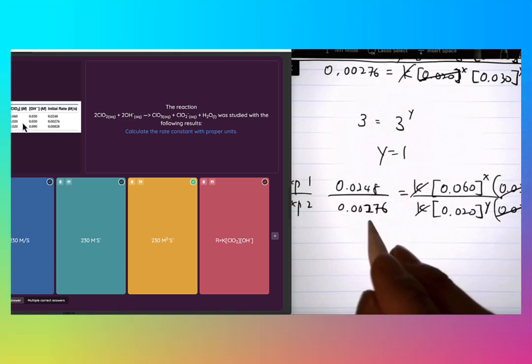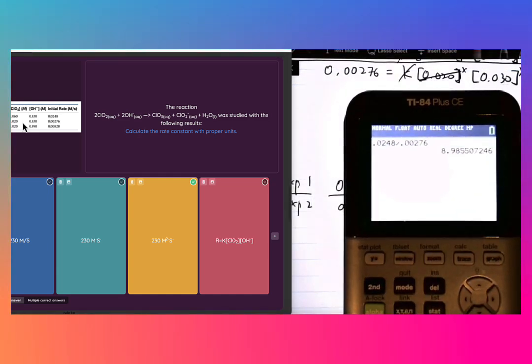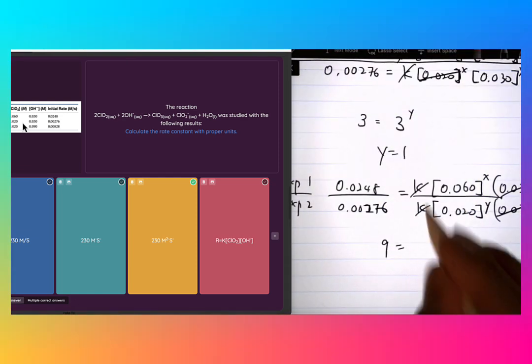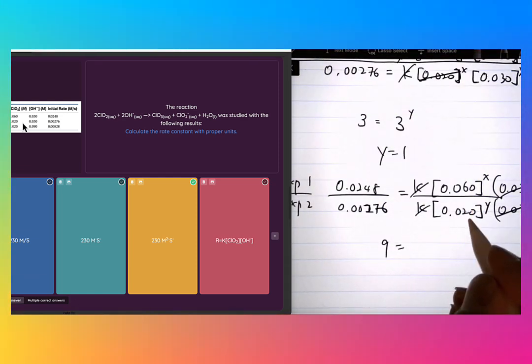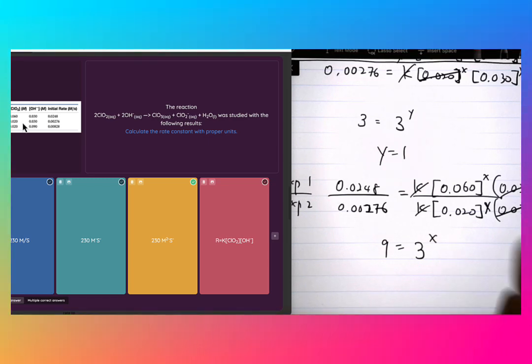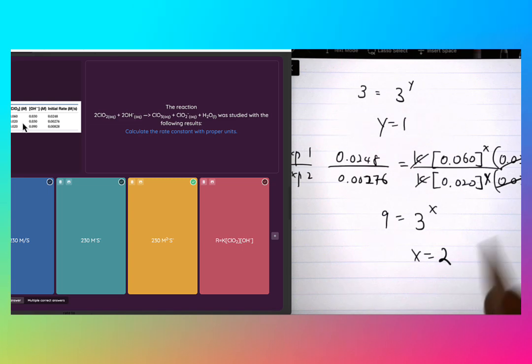Now, if you find this ratio using your calculator, you should get something like 9-ish. So I'll double check it for you guys. 0.0248 divided by 0.00276. And as I had expected, it's around 9. So we have 9 here, and the K's cancel. 0.060 divided by 0.020 will give us 3. Oh, I have to put X here, my bad. So I have an exponent of X. So we know that X has to be 2.